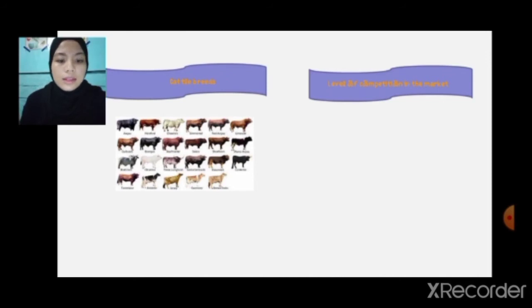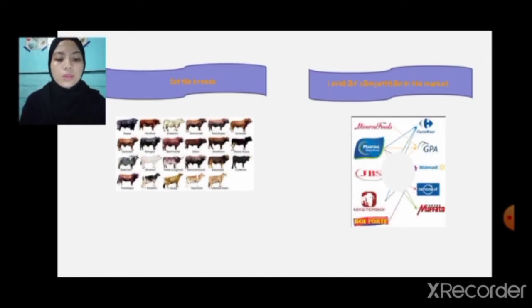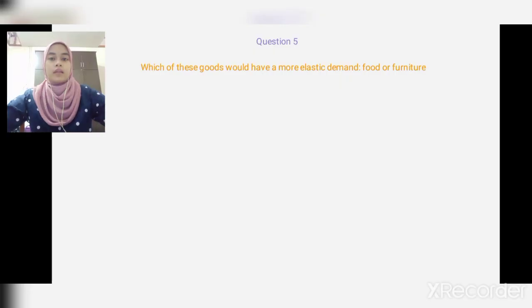Okay, lastly, the factor which can lead to an increase in the price of beef is the level of competition in the market. A firm can set any price for the product if the competition is low. However, when the level of competition is high, the price of the product will be determined based on the price of competitors' products, based on the features and quality of the product. Okay, that's all from me.